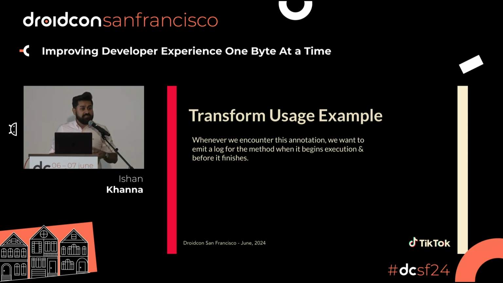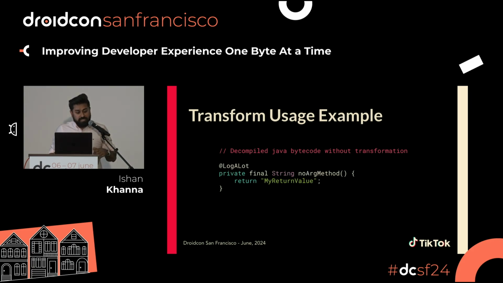It's going to be a waste of time. It's error-prone. So here is where you can actually use the Transform API. So what does the bytecode look like when you've not transformed it? It basically would look something like this. When you decompile that code, you just see the annotation, the method, it's not doing anything.